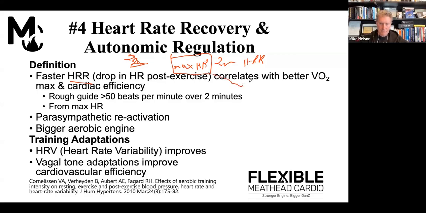So if Karen comes in to do exercise and we have her do a max test and she hits 162 beats per minute, even if she just barely touches that, cool. I'm going to record her max heart rate as 162.